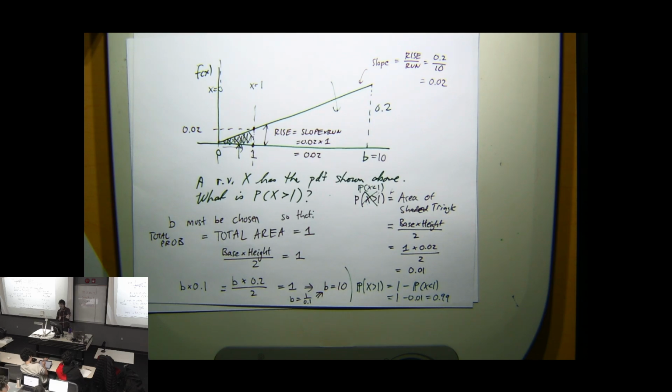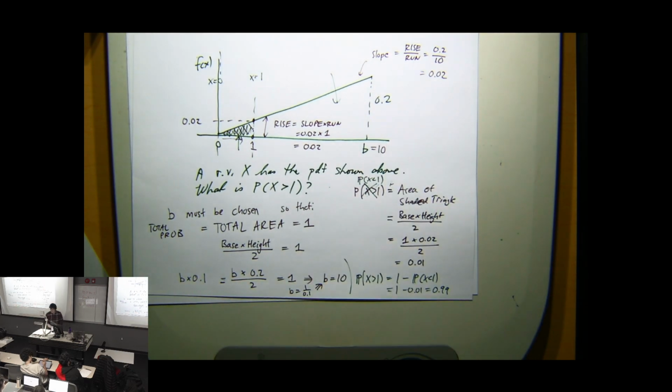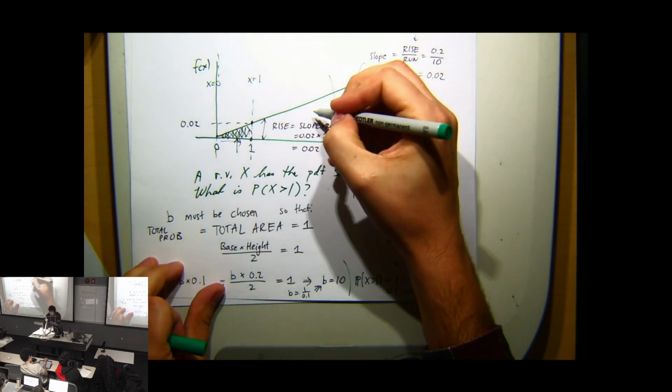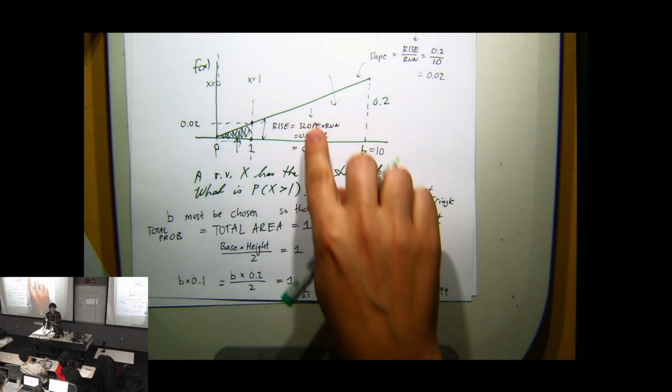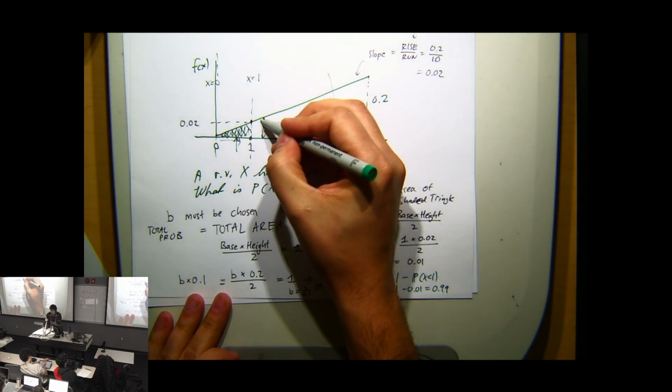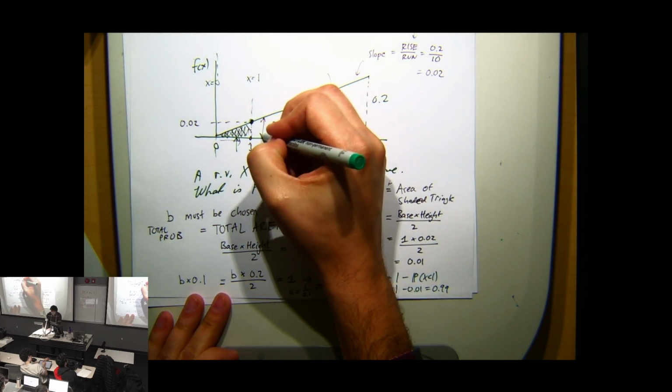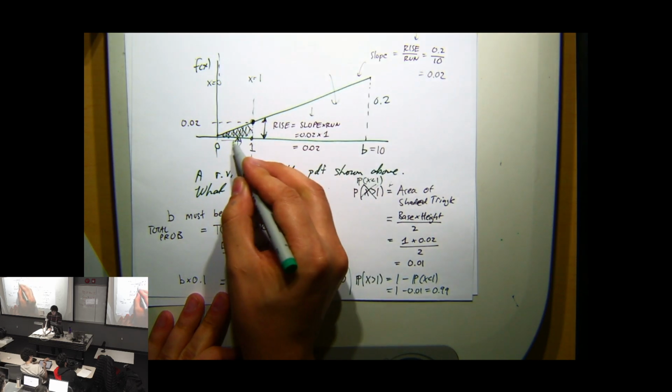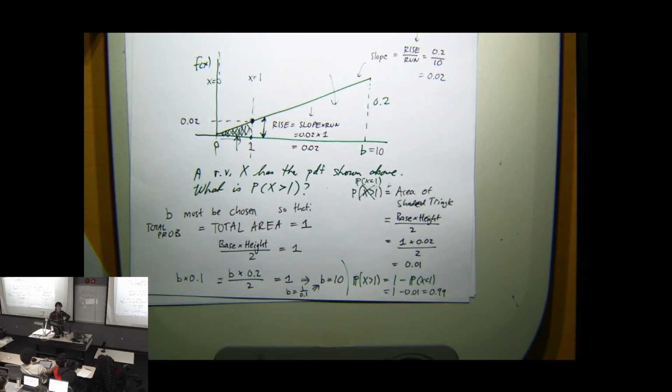Yeah. How did you get the rise? How did I get the rise? Over here, or over here? Over there, the second one. Yeah, the second one. So I was trying to figure out how tall is this little triangle. So I was doing this little shaded triangle. I said, how tall is that little triangle? And I said, this little triangle is the rise of this line when you run over by 1. So I used the formula rise equals slope times run.